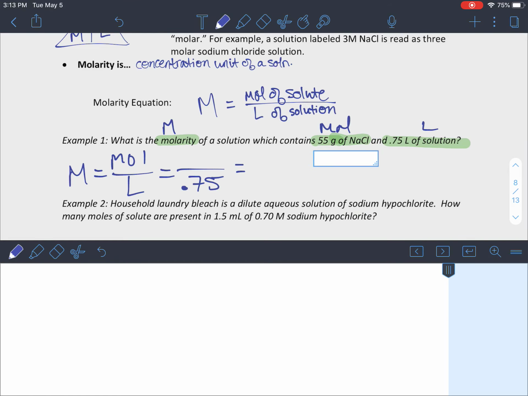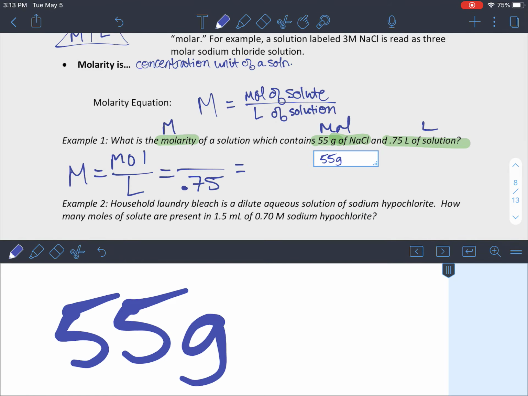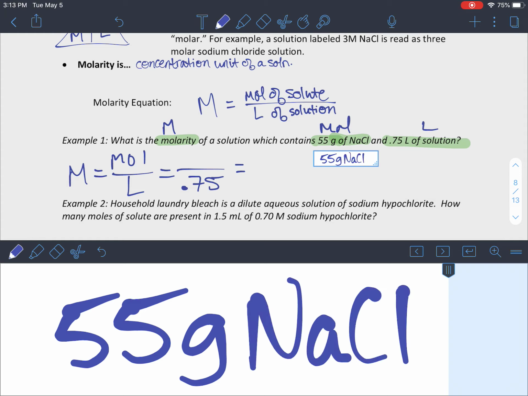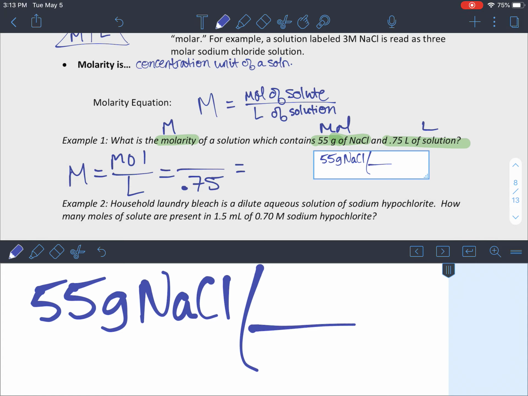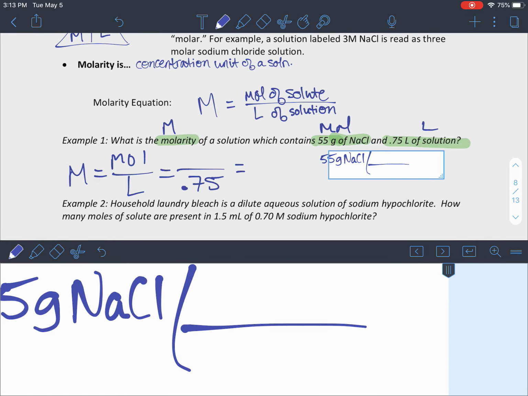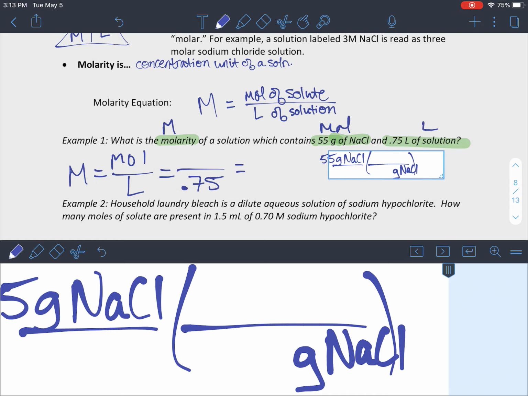So back to unit 9. We have 55 grams. That's our starting unit. We have NaCl. And then we need to convert it. First step always in a conversion is you put the starting unit in the bottom of the conversion factor so it can cross off. We have grams of NaCl in the denominator here. And we know that the molar mass in grams of something is always equal to 1 mole of that something.